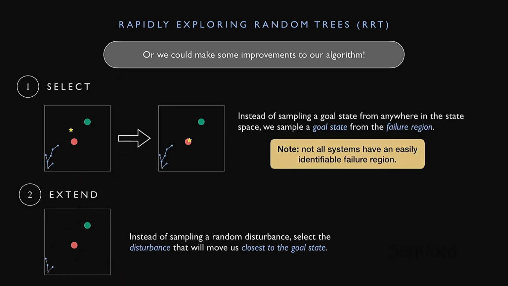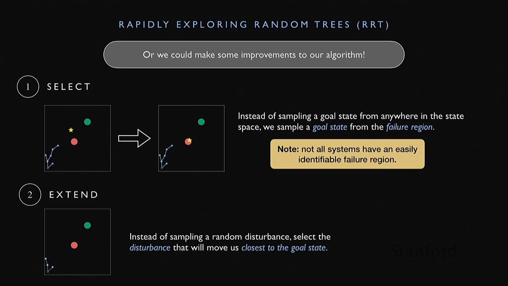And then secondly, in the extend step, we did talk about how I was just sampling a disturbance from the nominal trajectory distribution. So the only thing we were doing to incorporate our goal was selecting a node that was near the goal to extend, but then we're just picking any disturbance. So we weren't really picking a disturbance to try to steer us towards the goal. So we could add that in.